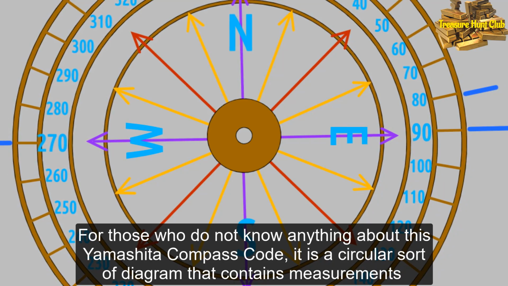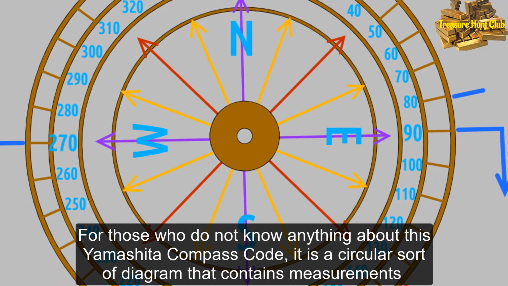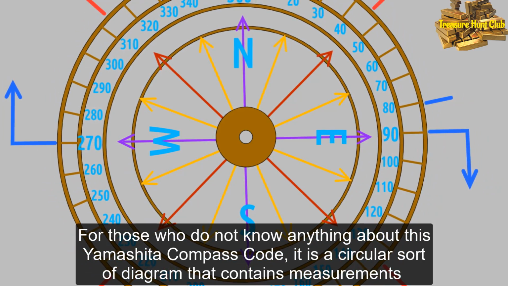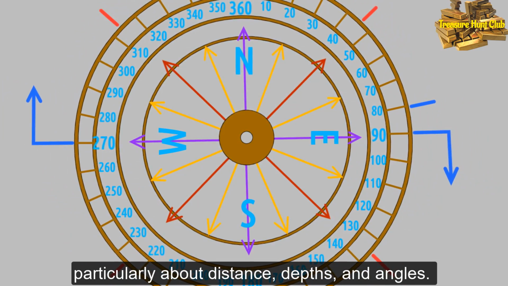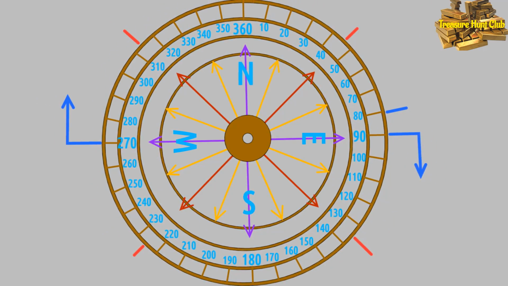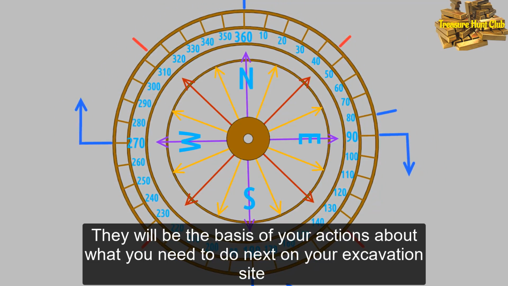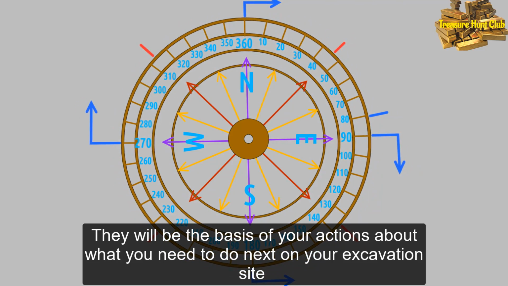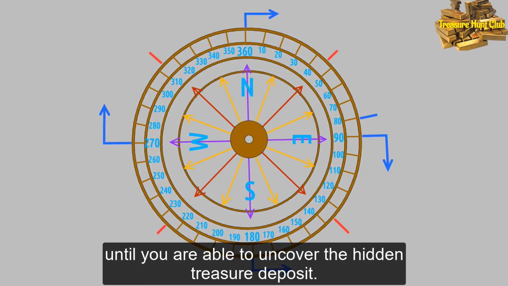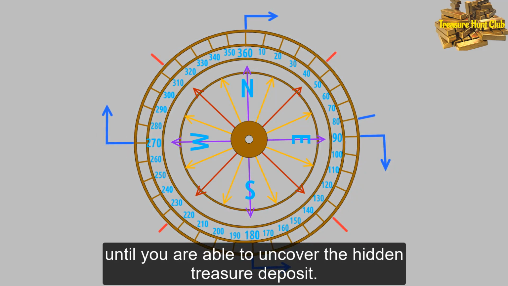For those who do not know anything about this Yamashita Compass Code, it is a circular sort of diagram that contains measurements, particularly about distance, depths, and angles. They will be the basis of your actions, about what you need to do next on your excavation site, until you are able to uncover the hidden treasure deposit.